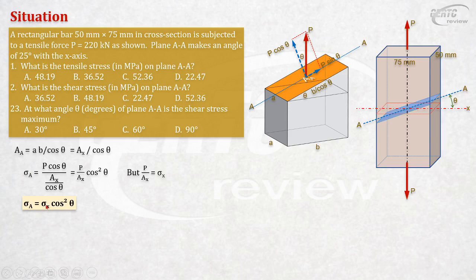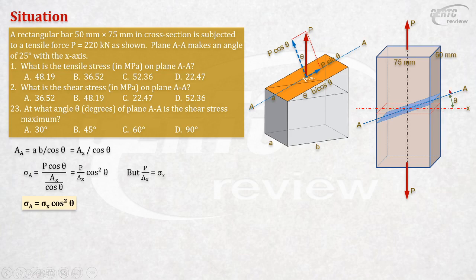What is sigma X? Sigma X is the normal stress on a plane perpendicular to the applied load. So if this is the load, this is the plane perpendicular to that. That is sigma X. Meaning, if the load is horizontal, then your sigma X must be taken about a vertical plane. Correct? Okay. Now, what is theta? Theta is the angle of the plane AA from this axis perpendicular to the applied load. Where you solve your sigma X, perpendicular to the applied load, there you measure theta.